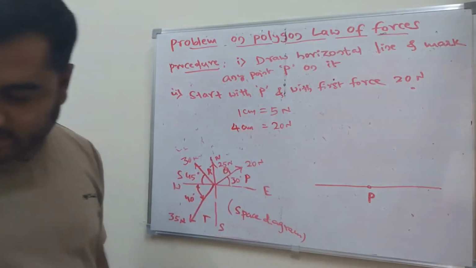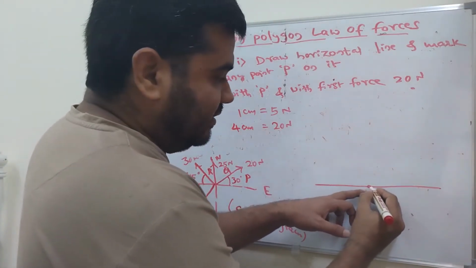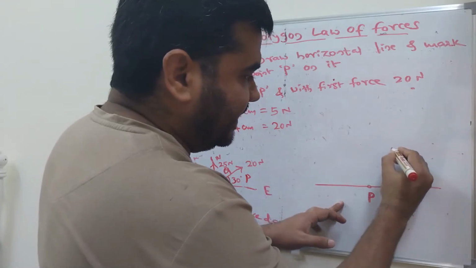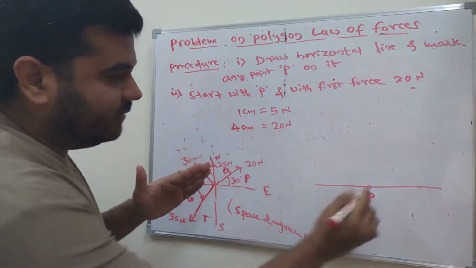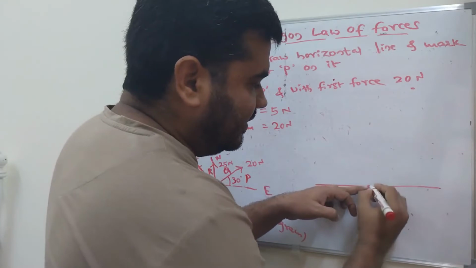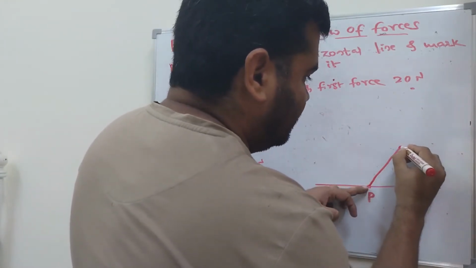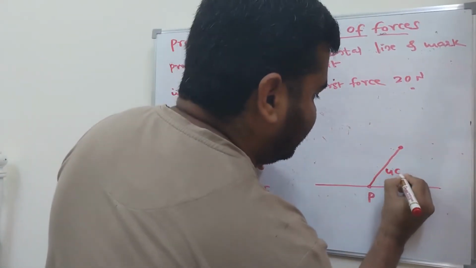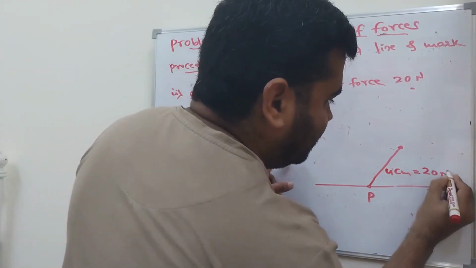That is 4 centimeters. Now start with point P, first force. Take the scale, 4 centimeters, and what is the angle? You need to transfer the same here. It is 30 degrees with respect to horizontal. Take the protractor, mark 30 degrees here, then take the scale and mark 4 centimeters. This is equal to how many newtons? It is 20 Newton.